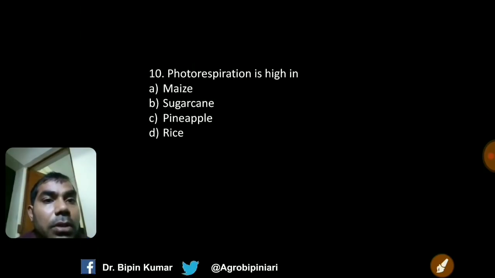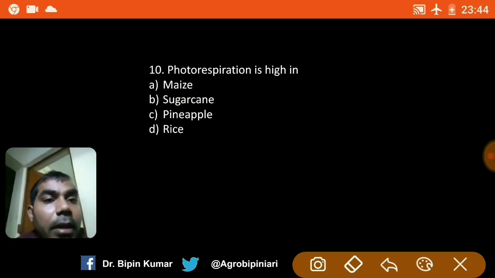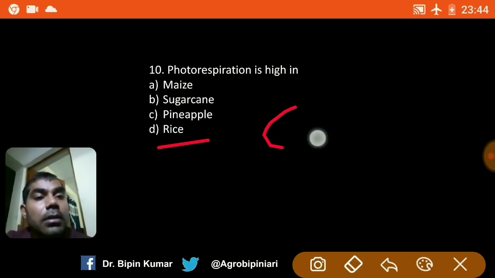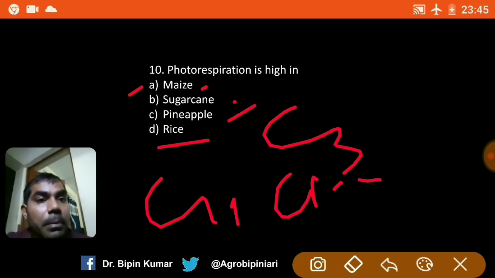Let's move to another question. The question says that photorespiration is high in... So photorespiration is high in rice, because rice is a C3 plant, while maize, sugarcane, and pineapple are C4 and CAM plants. Photorespiration is absent in C4 plants as well as CAM plants, but is present in C3 plants, and our answer is C, rice.